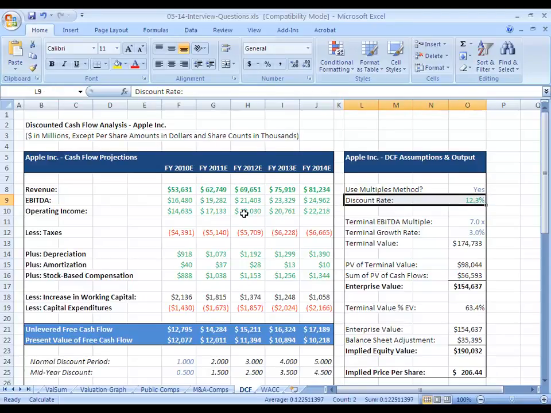So that's a real world example. Whenever we're valuing a financial institution or a bank and we're doing this type of analysis, we would use cost of equity for our discount rate here.